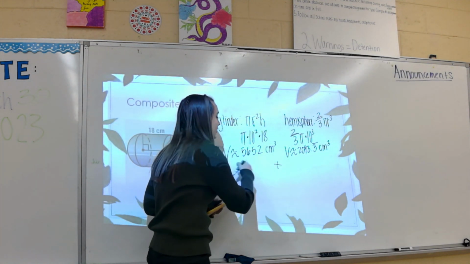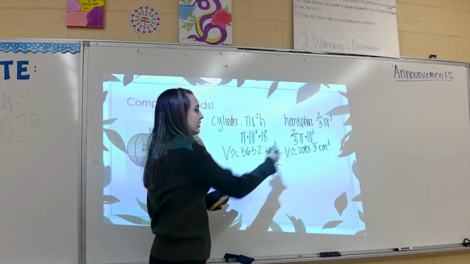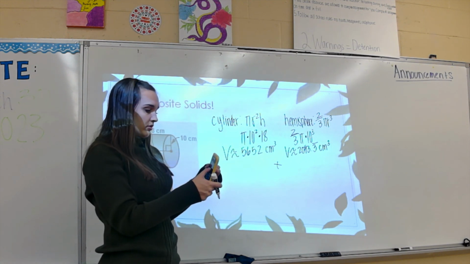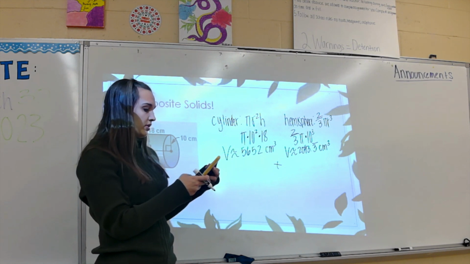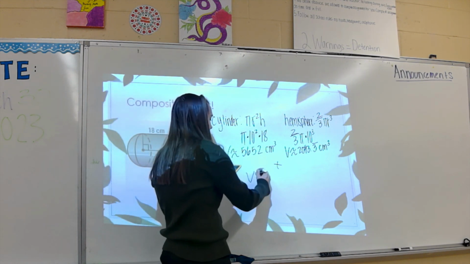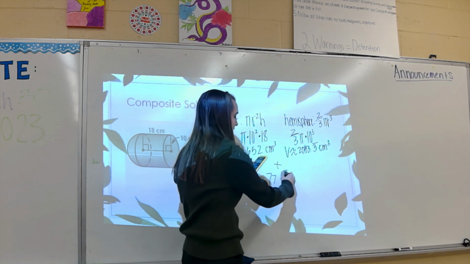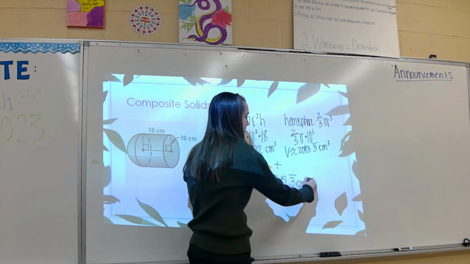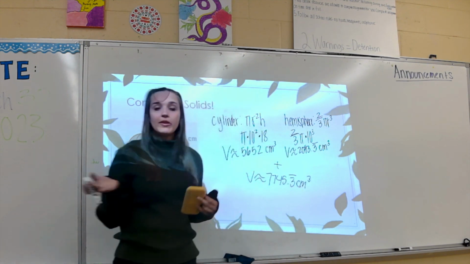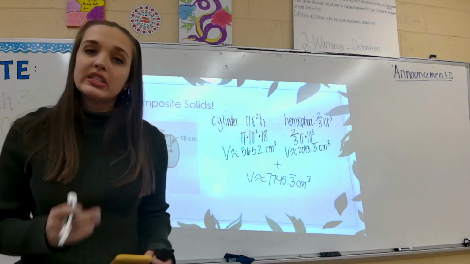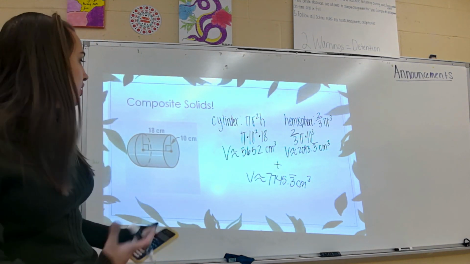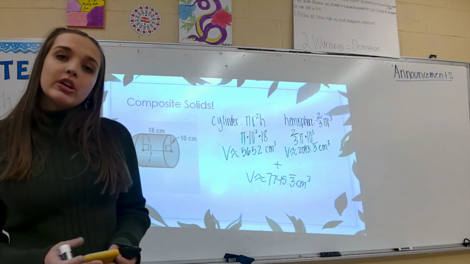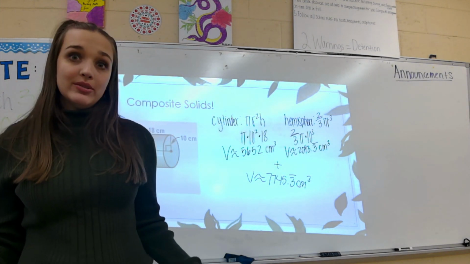So I'm going to do 5,652 plus my 2,093.3. And I get my volume as approximately 7,745.3 repeated centimeters cubed. And that is my final answer. So if we're able to find the volume of a cylinder and the volume of a hemisphere, the only extra step here is adding those two together. Let's look at a word problem and see how we would have worked with those.